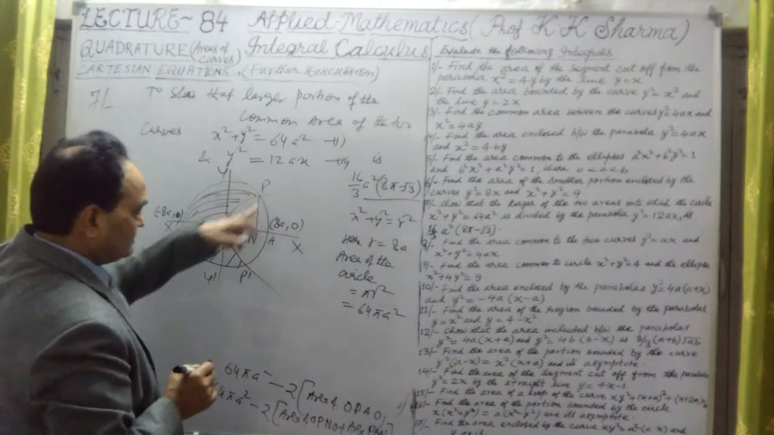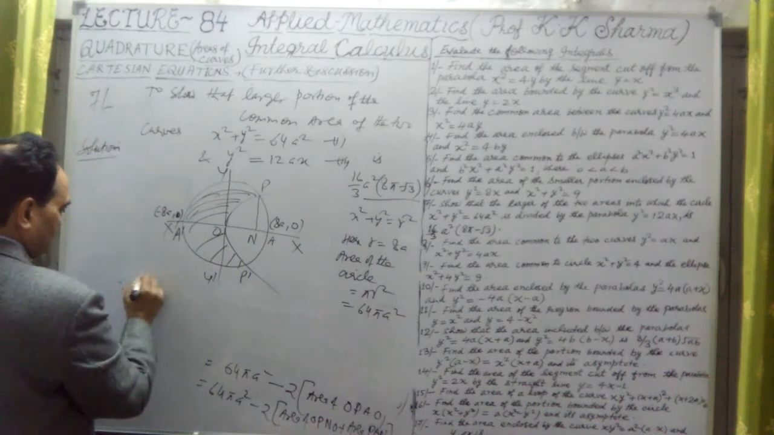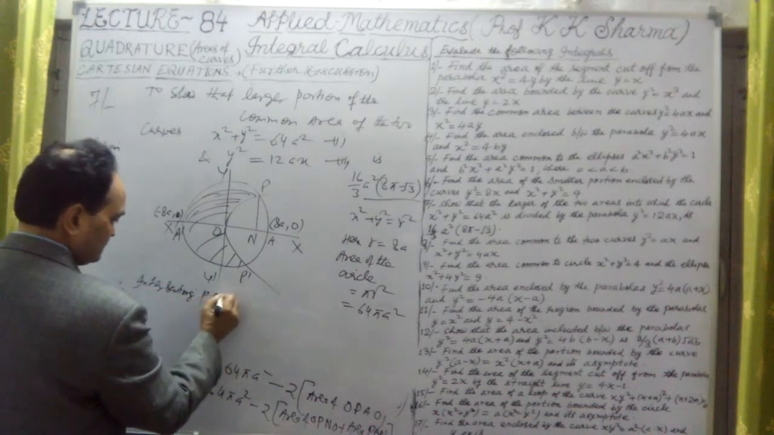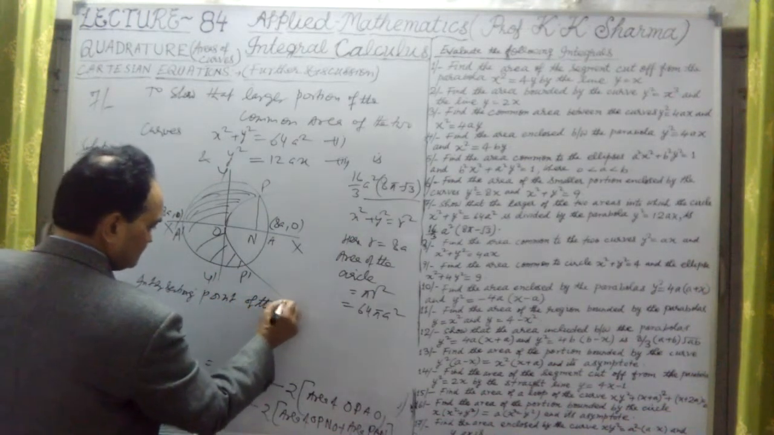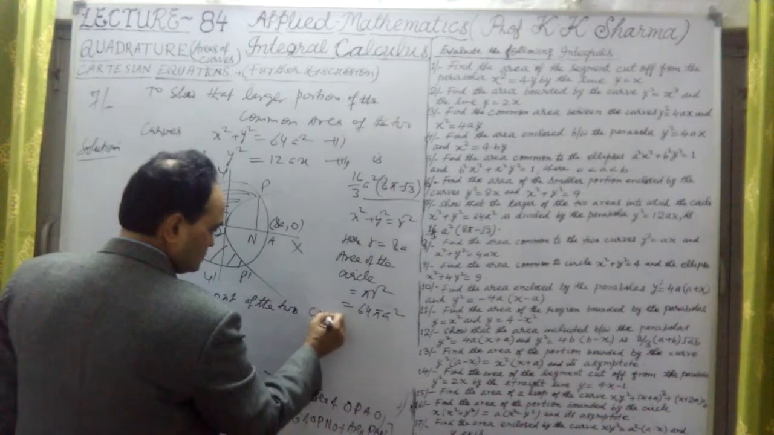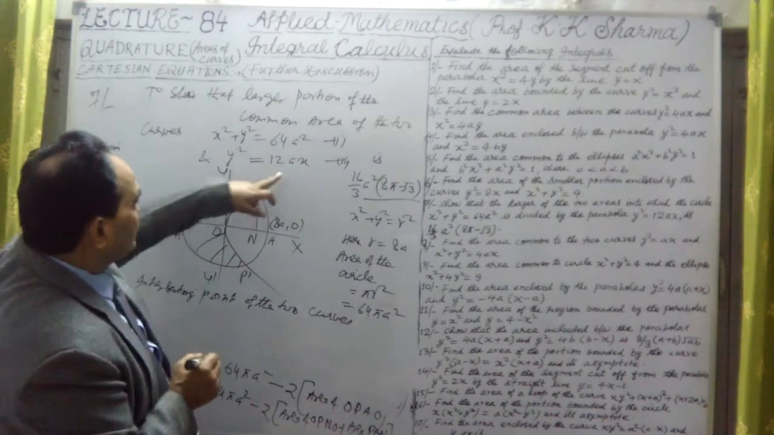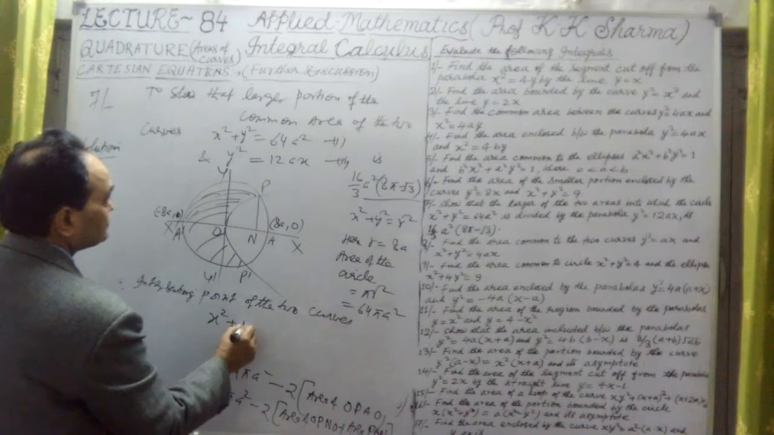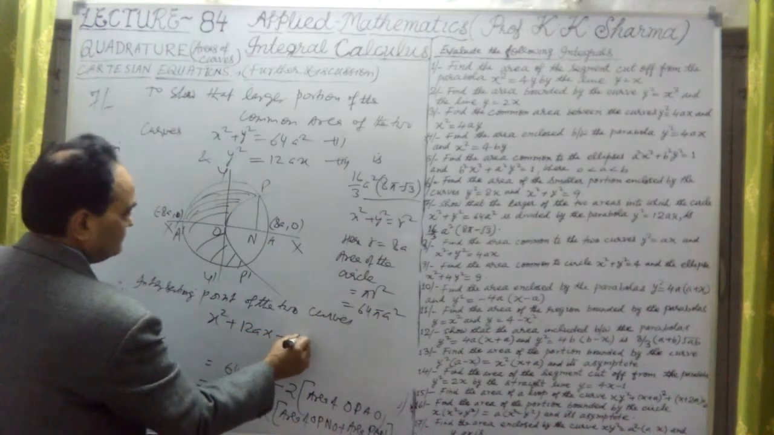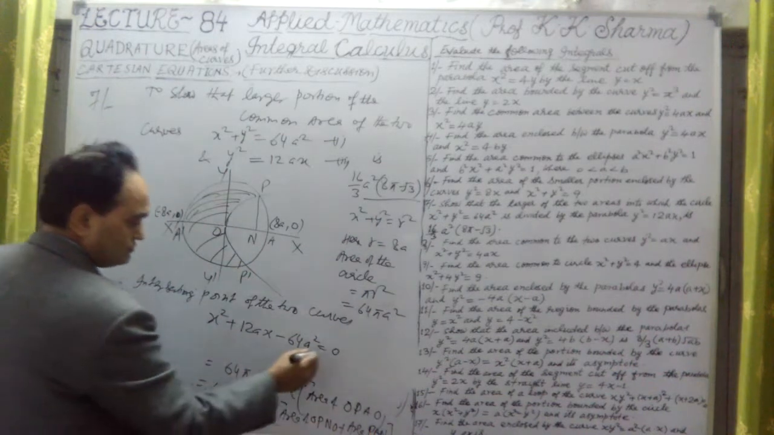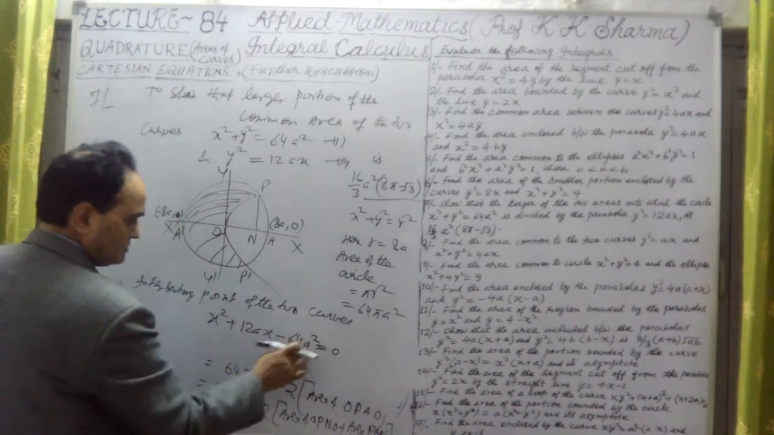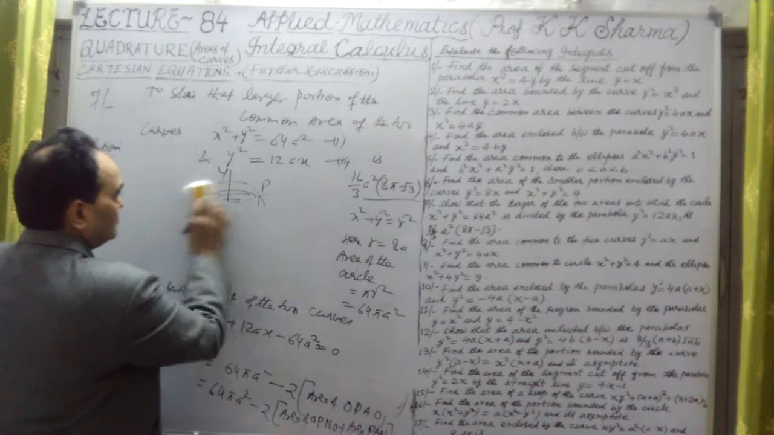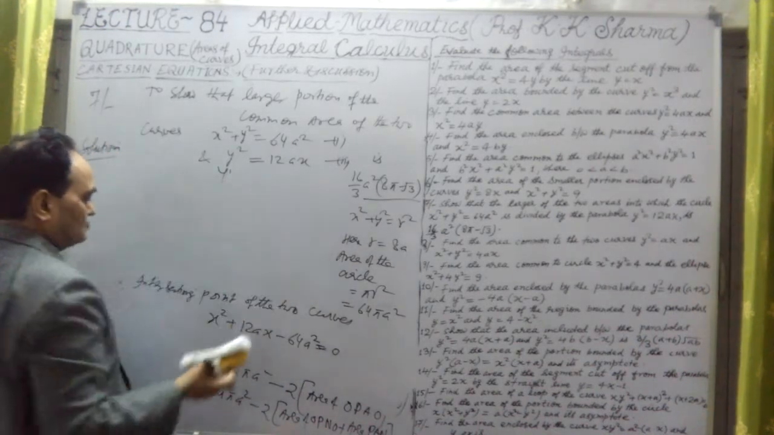Okay, so first let me find the limit, the intersecting point. The intersecting point P of the two curves can be obtained by substituting y square in this equation. It is x square plus 12ax minus 64a square equal to 0. So what are the factors of this? Let me find out. Now the curve is clear. Now let me find the common intersecting point.